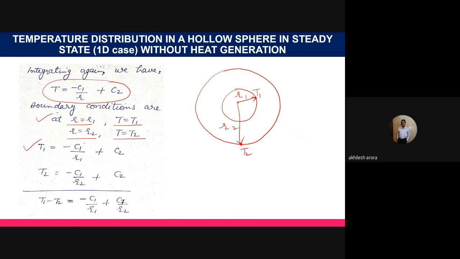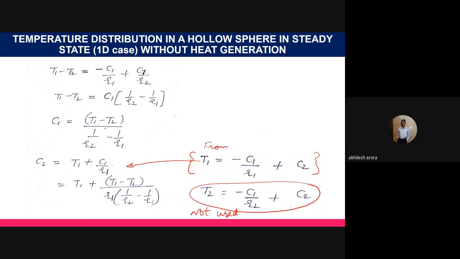So t1 is equal to minus c1 by r1 plus c2, and similarly from the second condition we can say t2 is equal to minus c1 by r2 plus c2. And then what we can do is we can subtract, and we will get t1 minus t2 is equal to minus c1 by r1 plus c1 by r2, and from here we can calculate the value of c1. So you can see it's written here once again. The value of c1 is given as, you can see it, c1 has been taken common from the right hand side, and finally this is the value of c1 that we get.